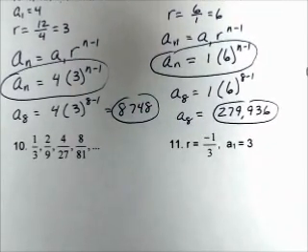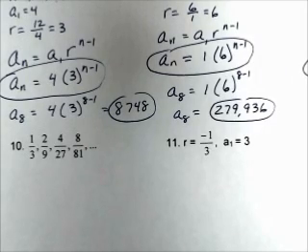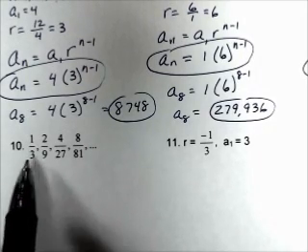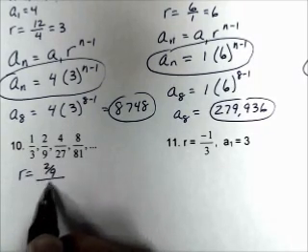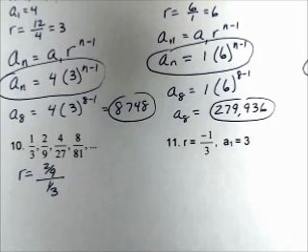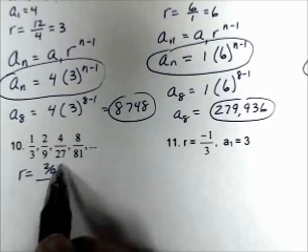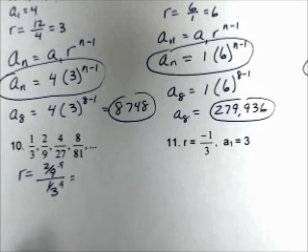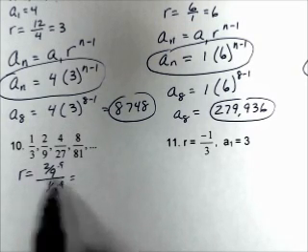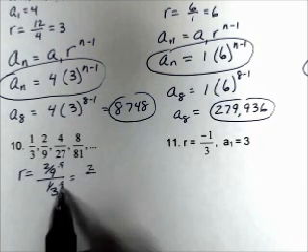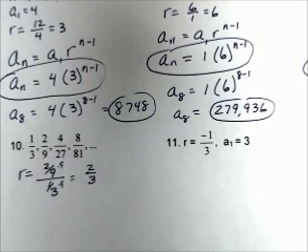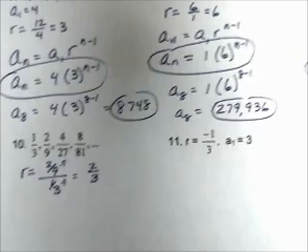Number 10, you're certainly welcome to stop the video and finish up to number 12. r value, 2/9 divided by 1/3. I multiply by 9. All right, least common denominator of all the denominators. We get 2/3. So our r value is 2/3.